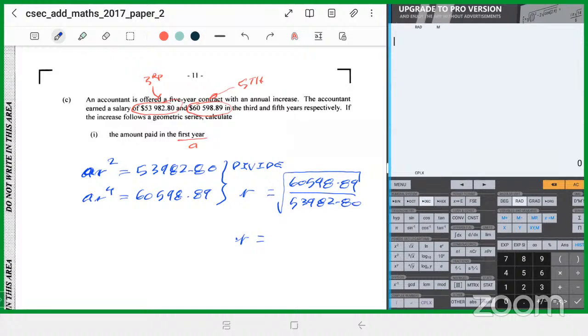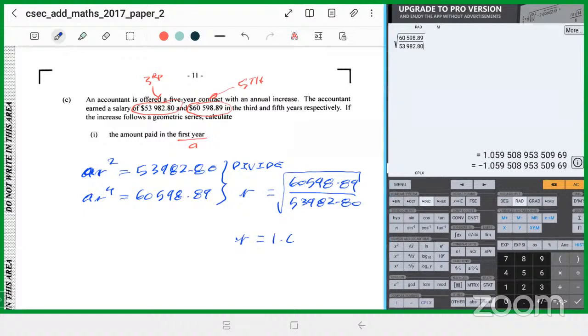All right. Let me see. Square root of a fraction, 60598.89 over 53982.8. Yeah. So 1.059. How many digits is that? 5 digits. I go to 1 decimal place more than 5. I go to 6 decimal places.